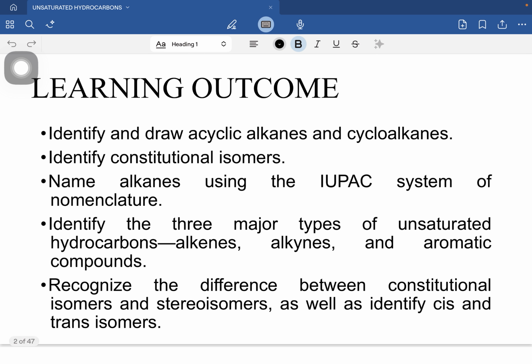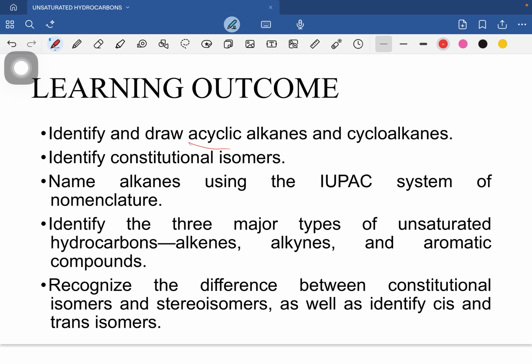Okay, so for our learning outcome for today, number one, after the discussion you will be able to identify and draw acyclic alkanes and cycloalkanes. So basically guys, when we say acyclic, we are actually referring to linear alkanes. And when we say cycloalkanes, from the word cyclo, they are actually circular.